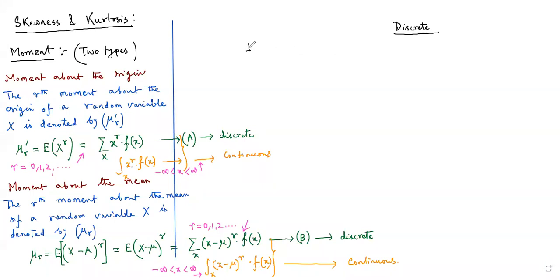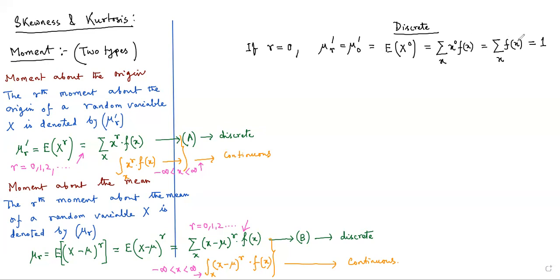Now, you see that if we choose r equal to 0, then the moment about origin becomes mu 0 prime, and this is nothing but expectation of x to the power 0 by definition. This implies summation over x to the power 0 f(x), which is summation over f(x). And since f(x) are probabilities, the total probability is 1. So for r equal to 0, we are actually getting mu 0 prime as 1.